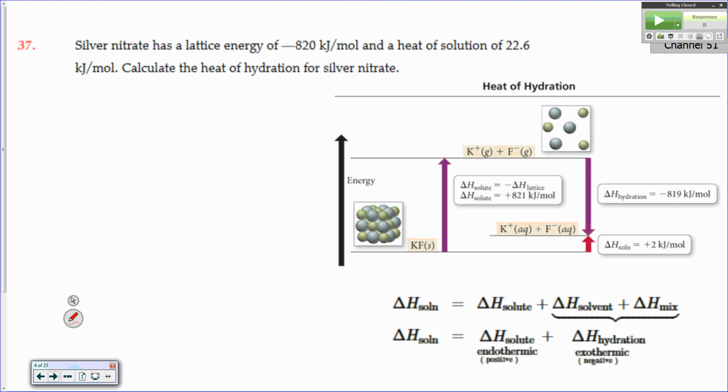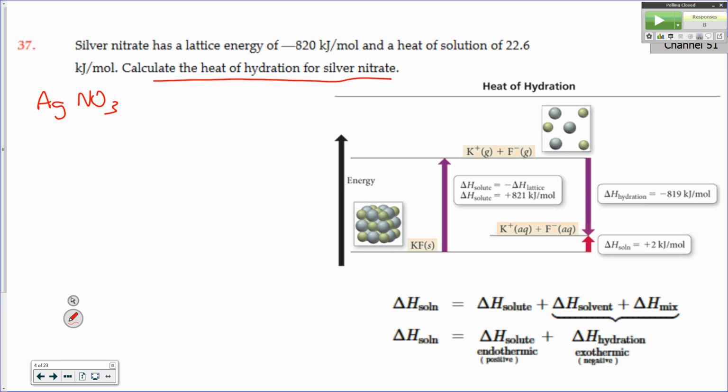All right, so this one, number 37, is talking about calculating the heat of hydration for a compound. And we went over this slide in the notes very, very briefly, talking about the intermolecular forces we had to overcome. I didn't do any of these calculations in the notes. It wants us to calculate the heat of hydration for silver nitrate. So silver nitrate is a silver ion with a nitrate. It's an ionic compound.